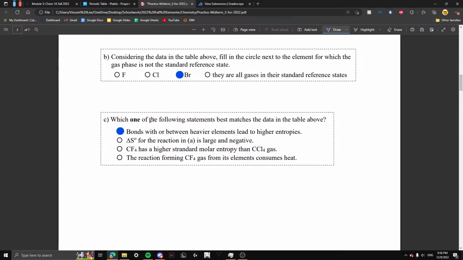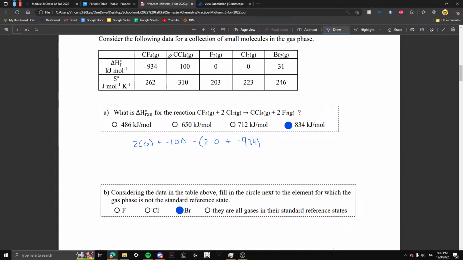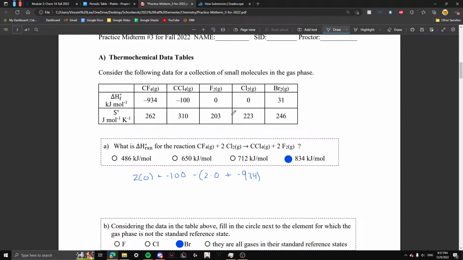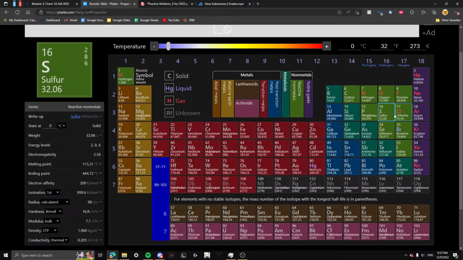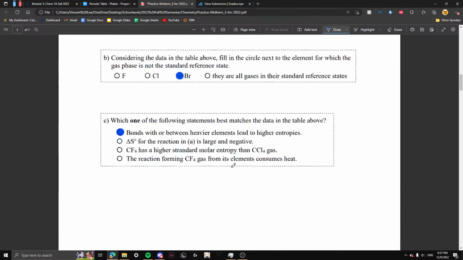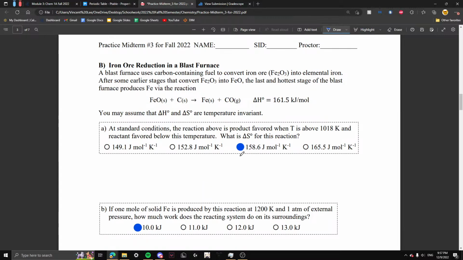And then this one's asking which one of the following statements best matches the data in the table above. If you just look, there's a nice trend here where the heavier the molecule gets, the higher entropy it is. You can see the trend as these numbers get bigger in terms of molecular mass, right? With CCl4 having the largest entropy. That's just a good trend to see right there. Next is classic delta S.